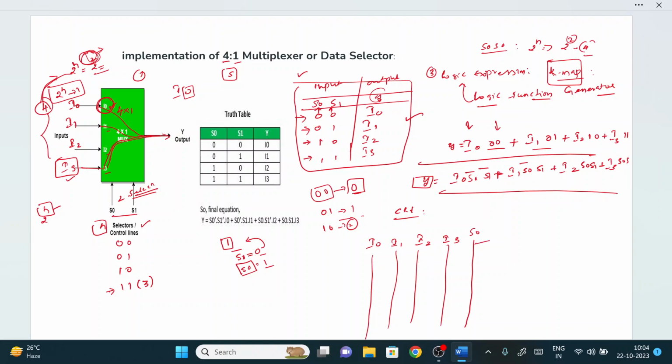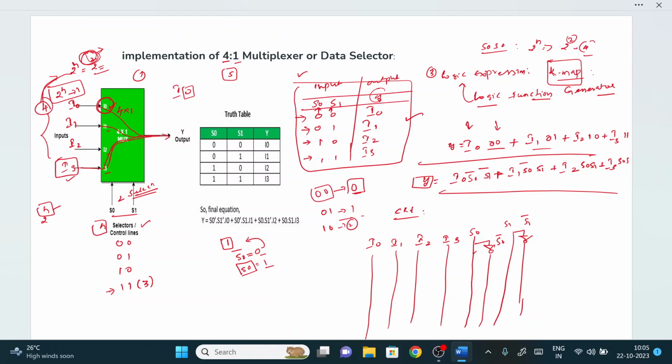S naught bar means I am taking the NOT gate representation. What is the meaning of this? When the equation has S naught, I will use this wire. When the equation has S naught bar, I will use this wire. If you ask why we are not taking a NOT gate for the inputs, in our representation we don't have I naught bar, I1 bar, I2 bar, or I3 bar, so just a connecting wire is sufficient. Again for S1 we have S1 as well as S1 bar. So these are all the input possibilities we have obtained here.